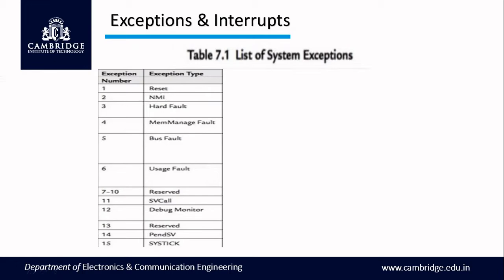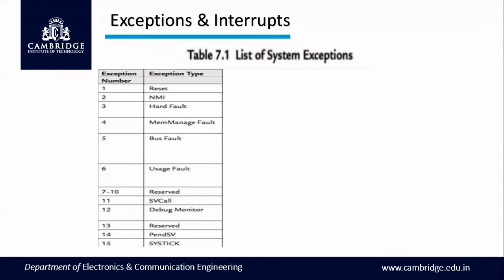Exception 3 refers to hard fault. This actually refers to all classes of fault. The hard fault exception would be raised whenever a particular fault handler is not being executed or handled. So you have an exception being raised, and if the exception handler is not executed due to various reasons, like maybe it has been disabled or masked using the interrupt mask register, then this hard fault exception would be raised, saying that it needs to be serviced.